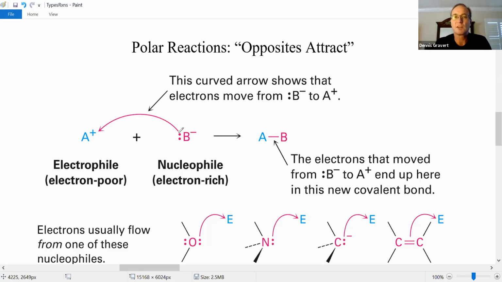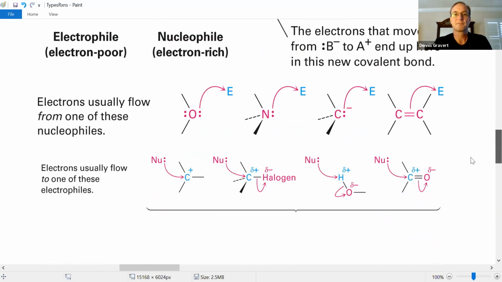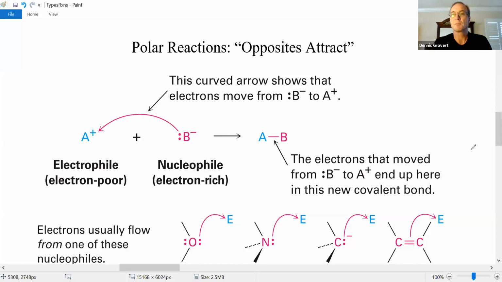Now, because our curved arrows start on electrons and move towards the other molecule, we usually focus on the nucleophile. That's where we're going to begin our curved arrow. That's where we're going to begin our mechanism, how we explain how these two things react to form products. So here's some more examples. Let's start on the bottom row.